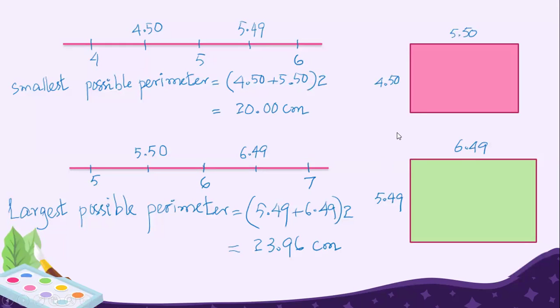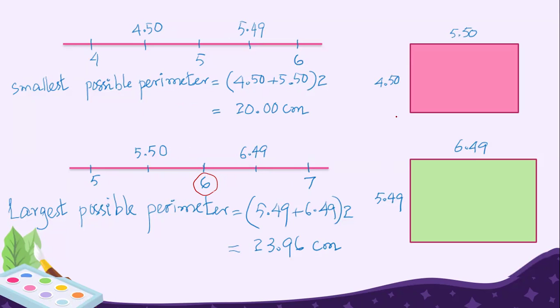Okay, let's think about 5 centimeters. 5 centimeters is between 4 and 6. The smallest 2 decimal place number is between 4 and 5, and the largest one is between 5 and 6, just like this. This is 4.50 and 5.49. And for 6, 6 is between 5 and 7. The smallest 2 decimal place number is between 5 and 6. The largest 2 decimal place number is between 6 and 7, just like this.